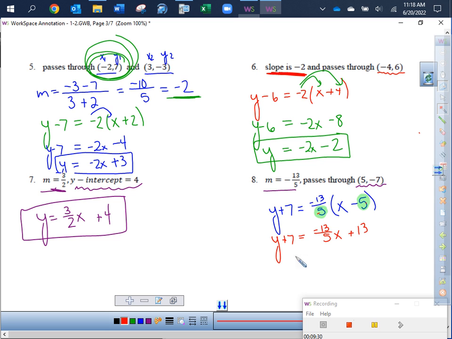I'm not done though, because I've got to subtract that 7 over. See how it's a plus 7? I've got to subtract it over. So 13 minus 7 is 6. So there she is. That's our equation of that line.